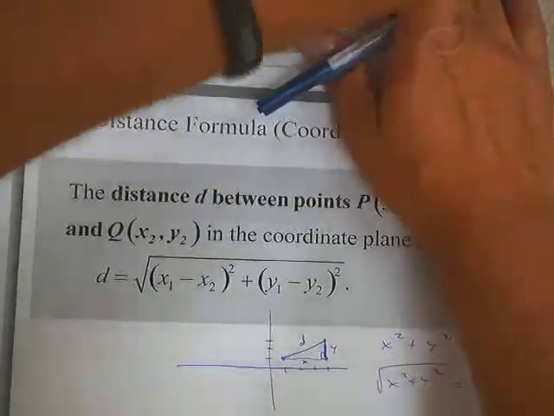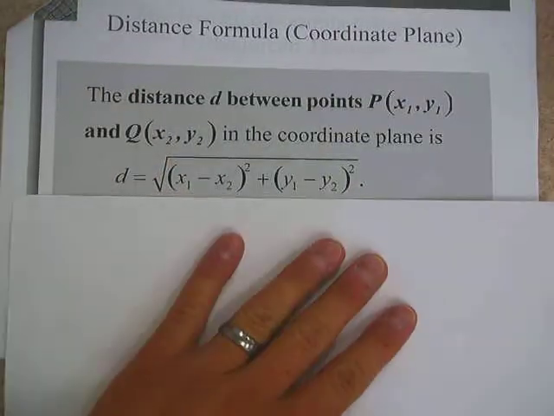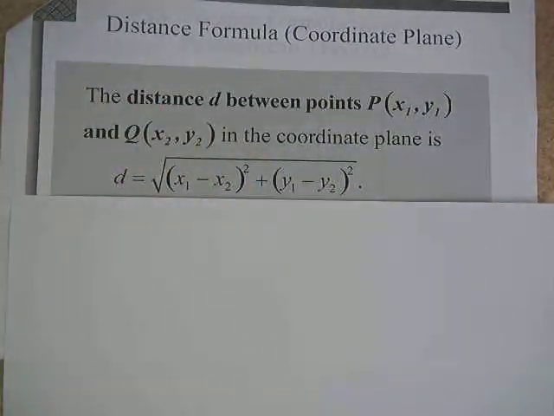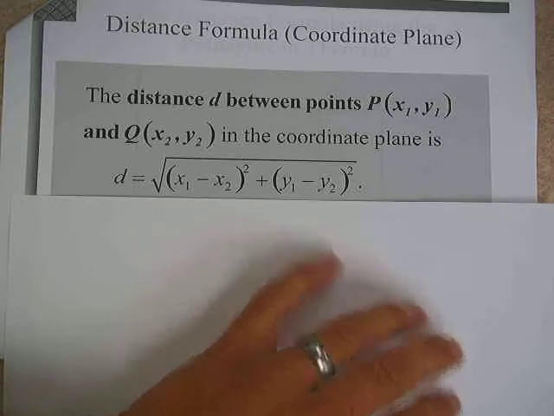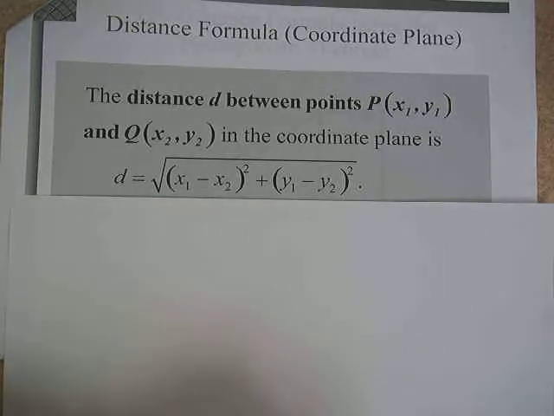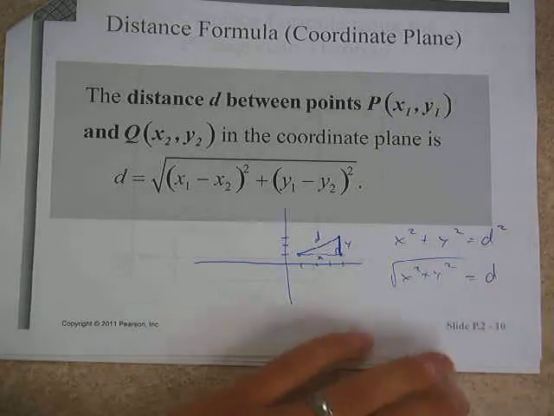Now, we also know that in math we don't always deal with just a one-dimensional system like a number line. A lot of our work is done on a coordinate plane, and we want to find distance on a coordinate plane. We have a complicated-looking formula to deal with. So where does this formula come from is what we're going to look at first, and how do we use it.